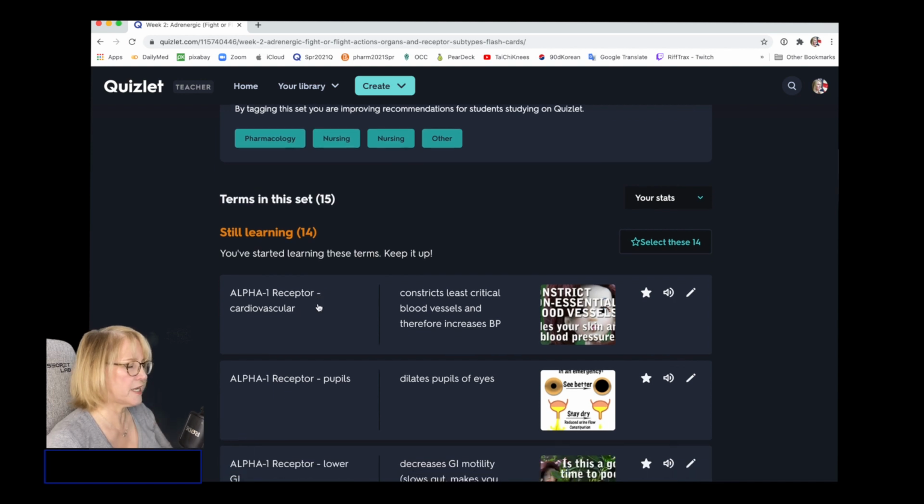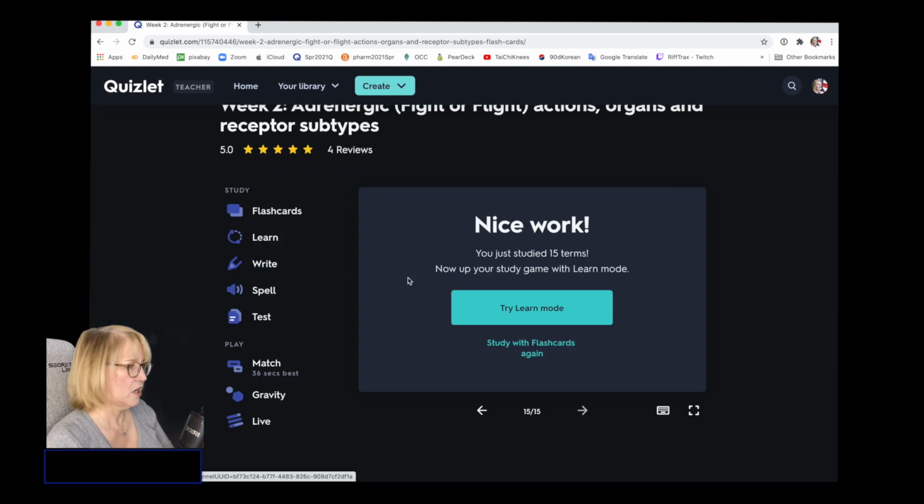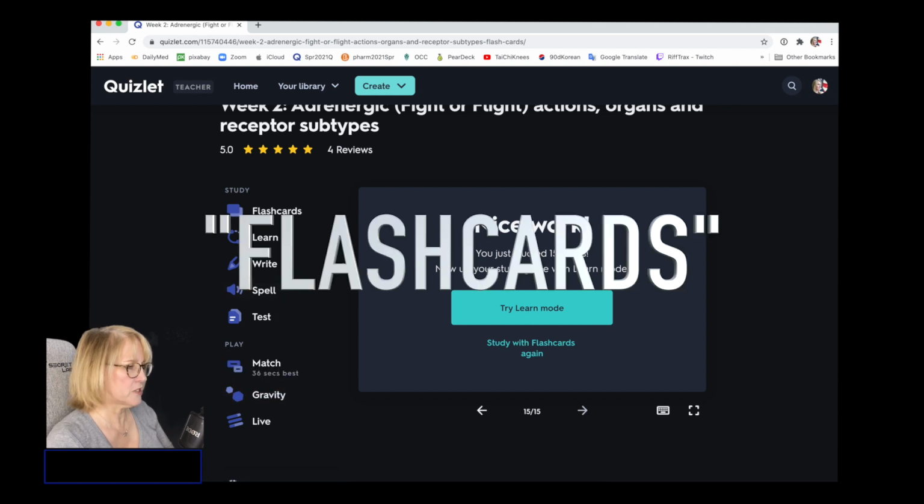What I usually assign for my students is going to be either the flashcards, the learning exercise, or the matching exercise. Anything else you do is sort of on you, okay? So let's start with flashcards.